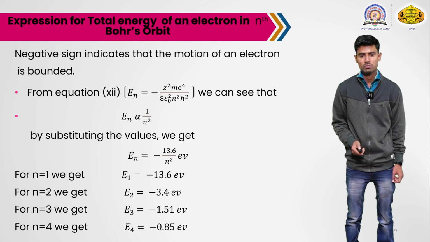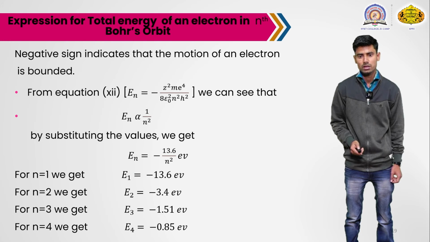Okay, from here we can observe that the energy of the electron in the nth Bohr orbit is inversely proportional to the square of n, that is, the square of the principal quantum number. As the orbit number increases, the total energy of the electron decreases.